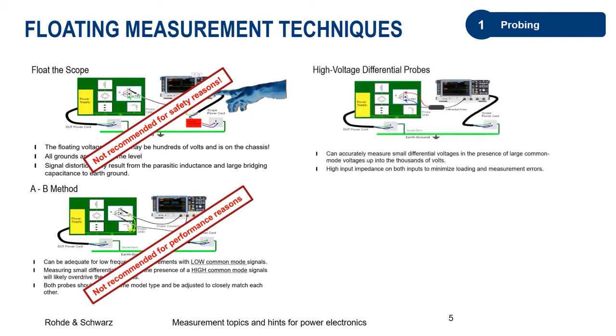The standard way and the recommended way to do these measurements is to use high voltage differential probes. They are designed to measure small differential voltages in a safe way, and also in the presence of large common mode voltages, so that you can reliably measure. You have a small input capacity, a big input impedance, and as mentioned before, it's a safe way of measuring. So that's definitely the number one way of measuring differential signals, of performing floating measurements in power electronics.